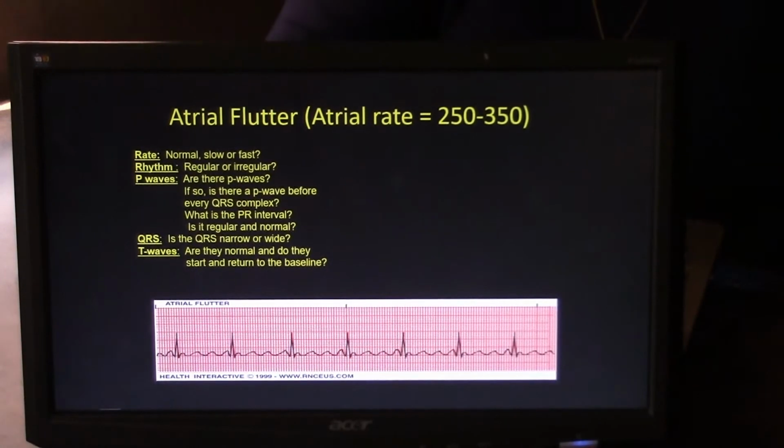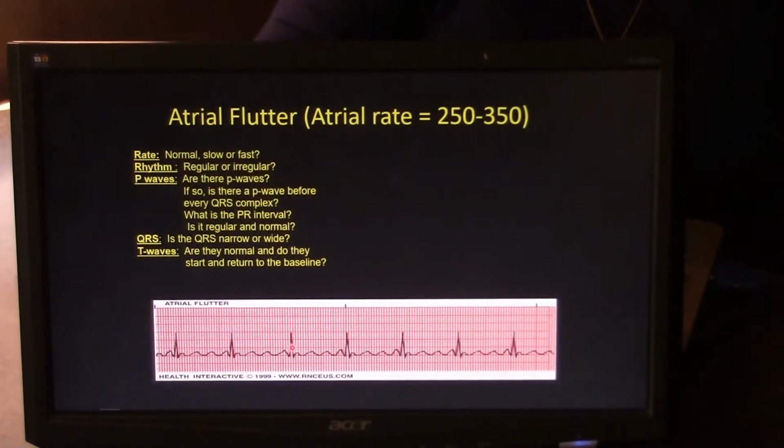Now we're going to get into atrial flutter. Again, is this rate normal, slow, or fast? With atrial flutter, it can be either regular or irregular. It can be normal, slow, or fast. Because dysrhythmias are treated dependent upon the stability of the patient, it's important to know if the rate is fast, slow, or normal.